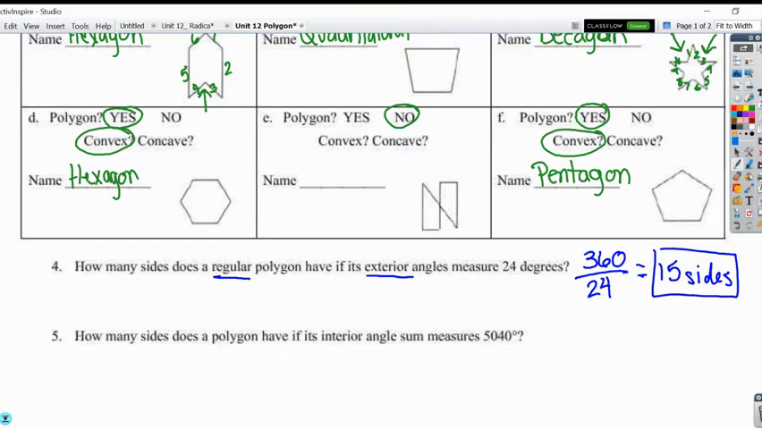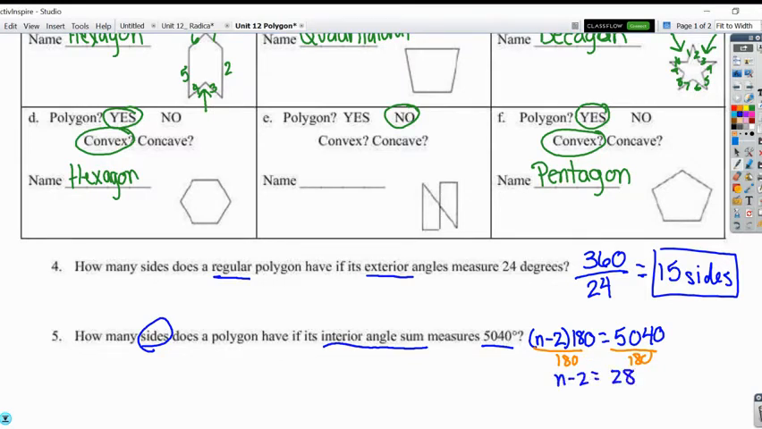On that number 5, looking for how many sides we have when the interior angle sum is 5040. So this one again, I would think about my formula, n minus 2 times 180 equals this total 5040. So I'm going to divide both sides by 180 to help me solve this. So n minus 2 then is equal to 28. I'd add 2 to both sides, so n is equal to 30. So there we are talking about 30 sides in that figure.